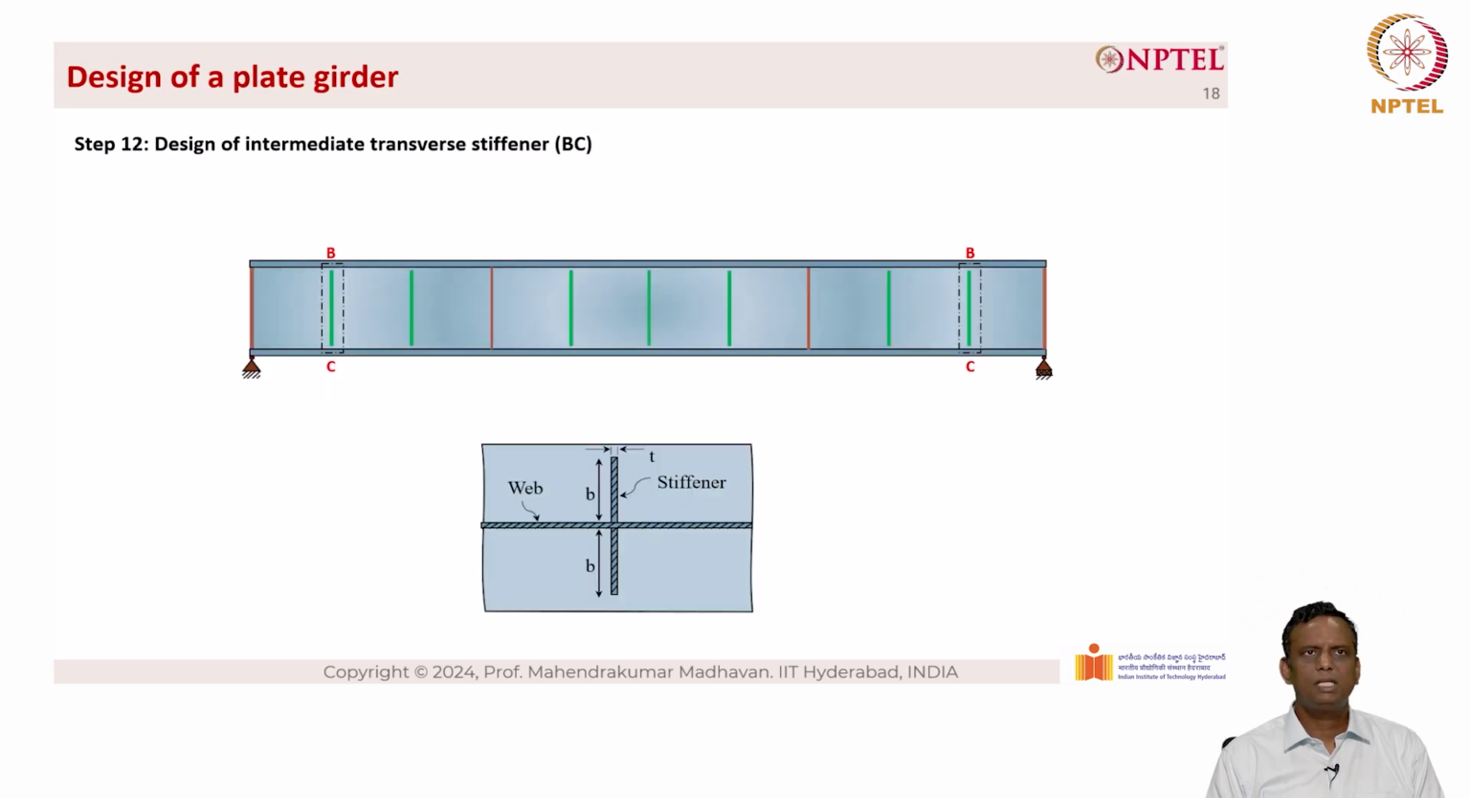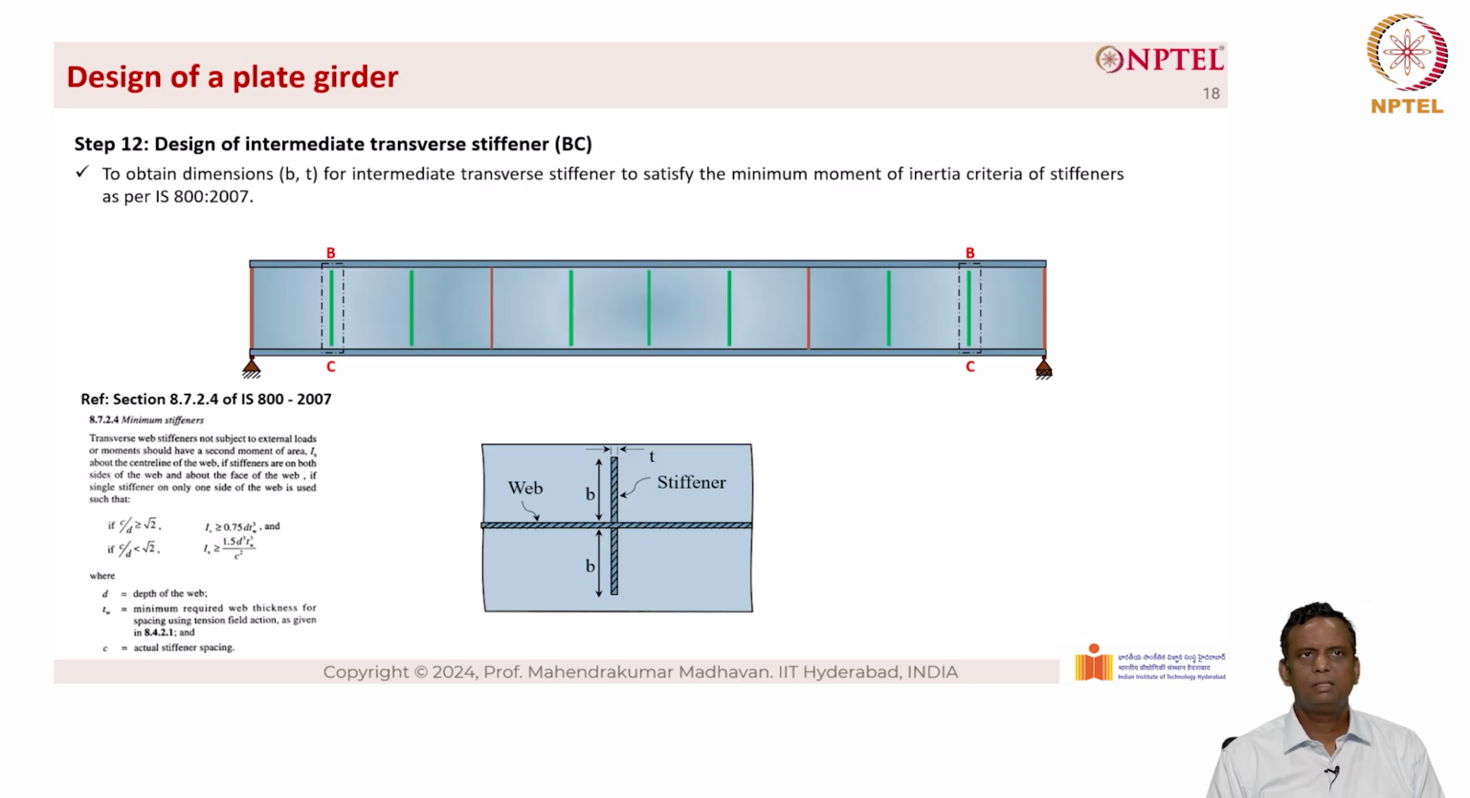Now step 12 is to design for intermediate transverse stiffener BC. The intermediate transverse stiffener figure is given. This is a top view, as you can see from here. There is a web at the center and then there is a stiffener on either side of the web. The thickness is T and the width of the stiffener is B. And to obtain the dimensions B, T for intermediate transverse stiffener to satisfy the minimum moment of inertia criteria for stiffness as per IS 800, the minimum moment of inertia criteria is defined here in section 8.7.2.4. Many of these things will be much clearer when we do the design example.